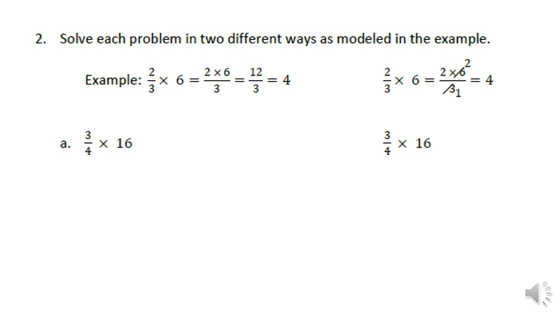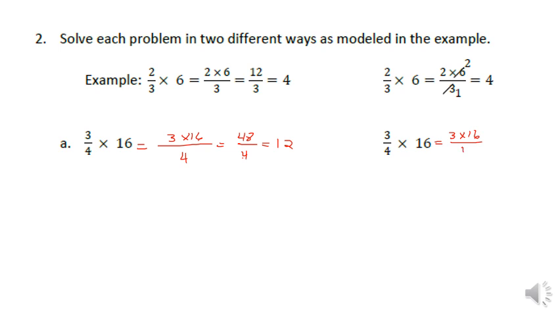All right, so we're going to solve this 2 different ways. First time without finding common factors, second time with. So I can say 3/4 times 16. I'll rewrite this in the standard algorithm, which would be 3 times 16 over 4. Now 3 times 16, I know 3 times 6 is 18, 3 times 10 is 30, so it's going to be 48 over 4. And I know 4 can go into 48 12 times.